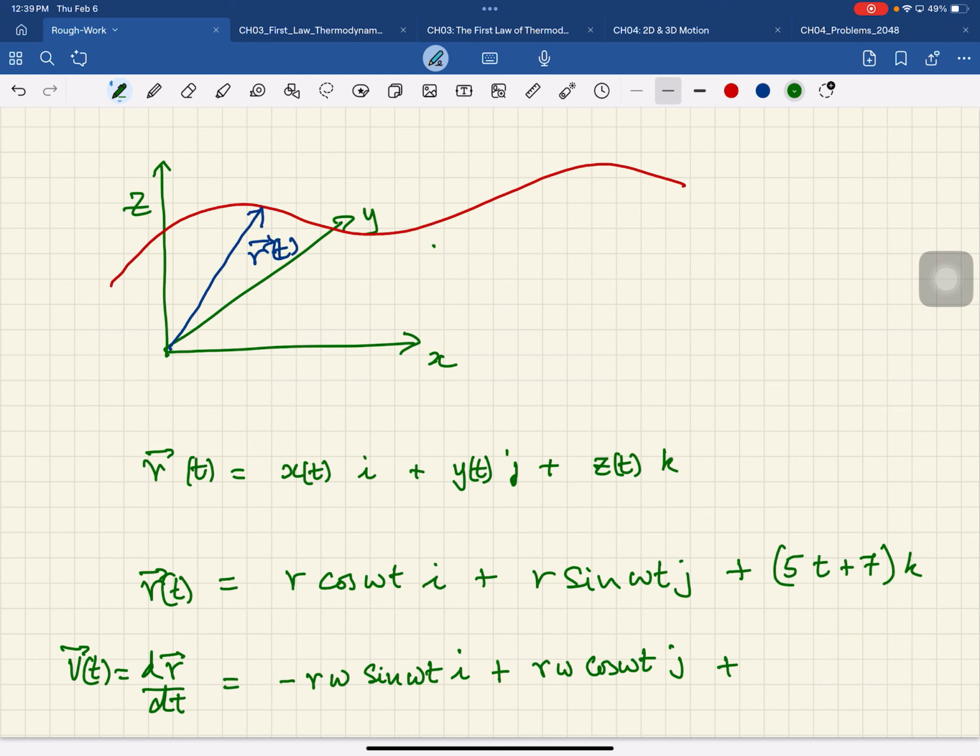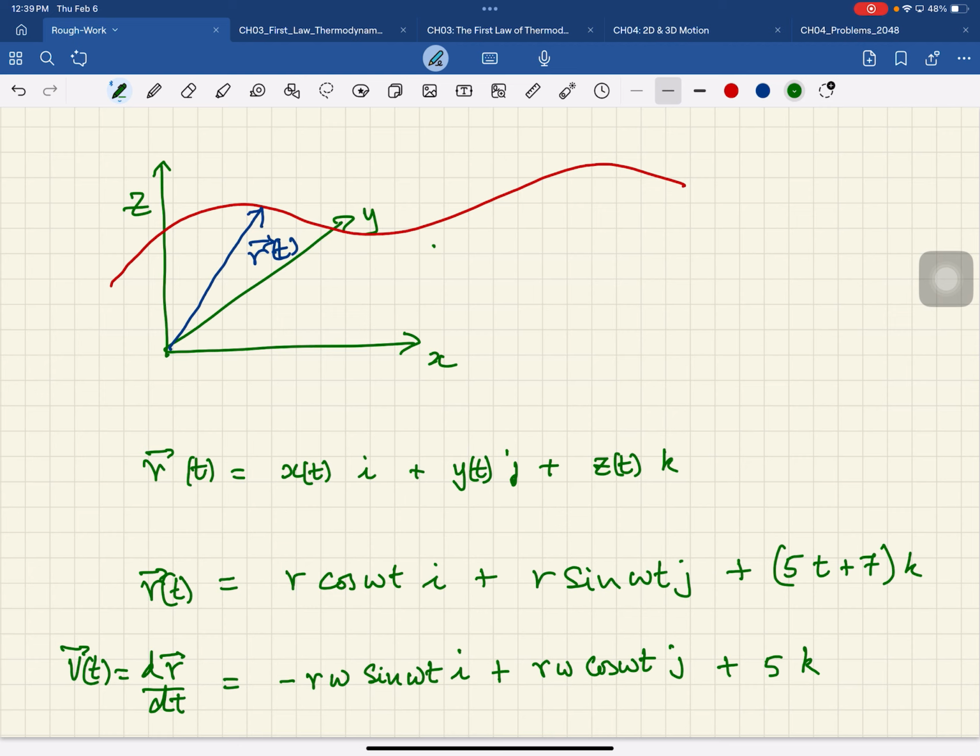And the z component of the velocity? Well, just 5. Okay. And like I said, the z component of the velocity is 5 meters per second. Omega is a constant? Omega is a constant.